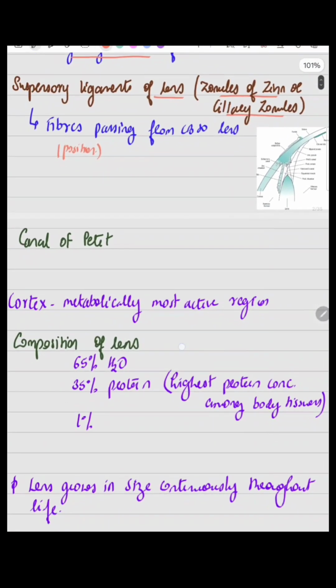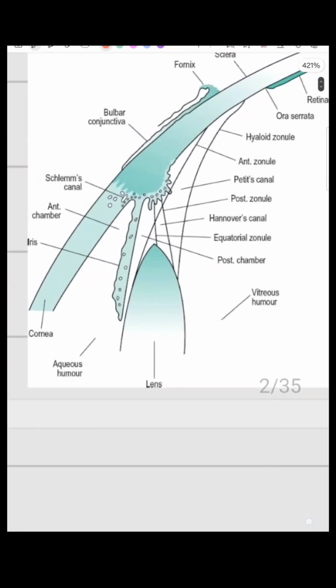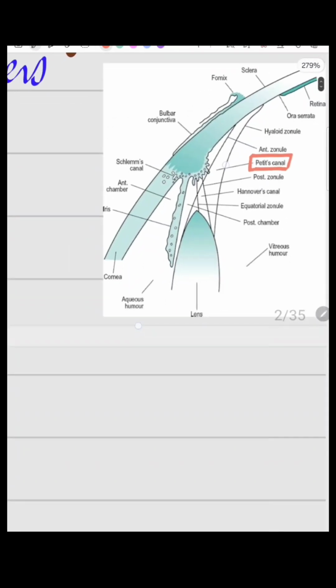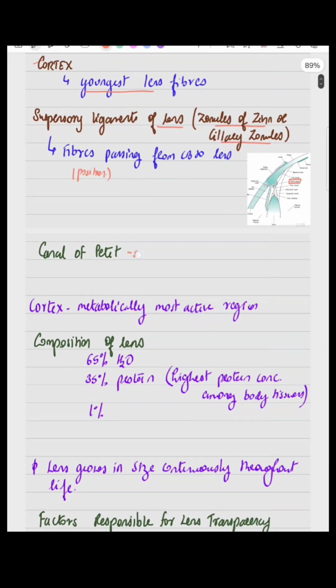Now coming to the canal of Petit. This is Petit's canal, the space between the anterior and posterior suspensory ligaments of the lens.